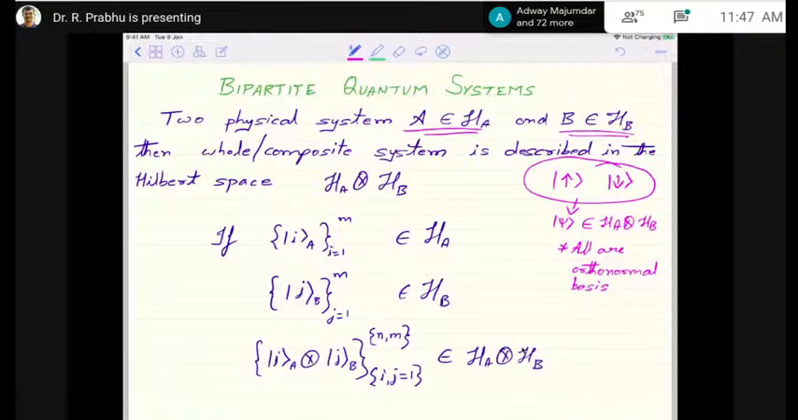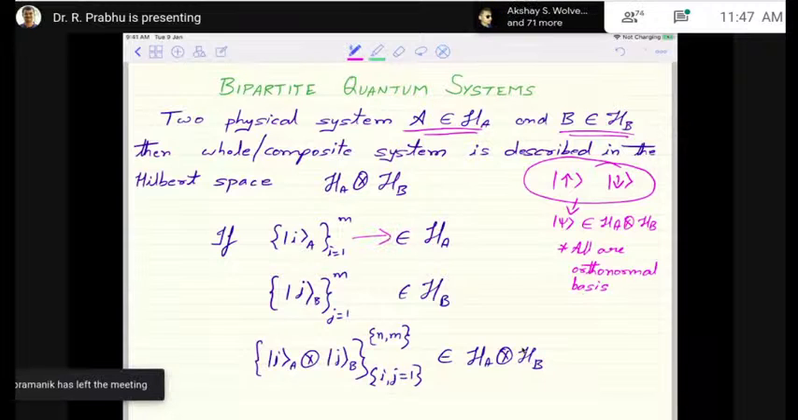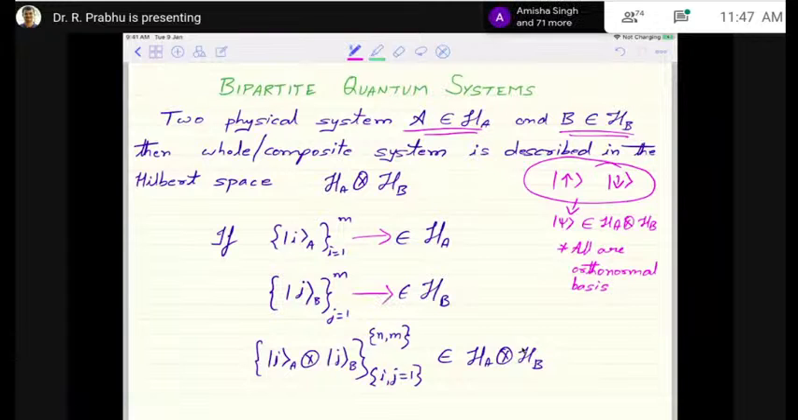If you have an orthonormal basis identified with respect to the first Hilbert space, HA, and an orthonormal basis set identified with respect to the Hilbert space of the second particle, then the total Hilbert space can be identified as IA tensor product IB, which belongs to HA tensor HB.